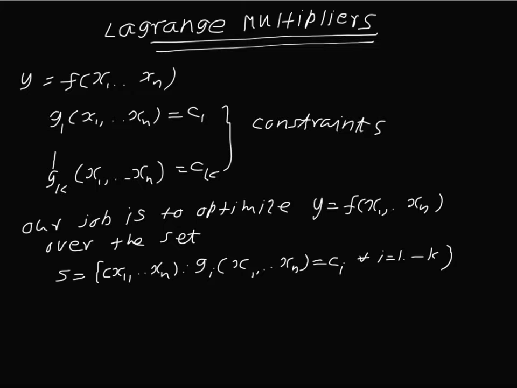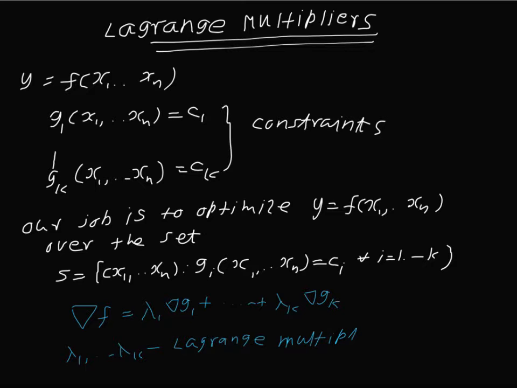Then we can write down the gradient of f equals lambda 1 times the gradient of g1, plus lambda 2 times the gradient of g2, and so on, up to lambda k times the gradient of gk. These lambda 1 to lambda k are the Lagrange multipliers. Here we assume the gradients of g1, g2 up to gk are linearly independent vectors.